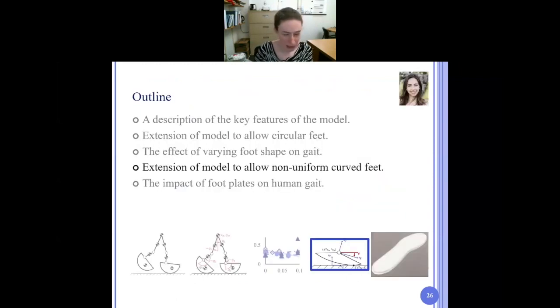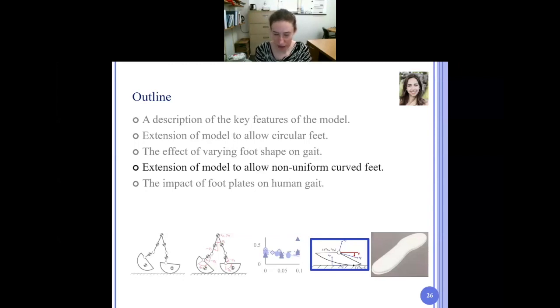Okay, so now that we've talked a little bit about circular feet, I'm going to discuss a further extension of the model to allow non-uniform curved feet. So if you have these circular feet with the ankle joints well above the biological ankle, it's possible to produce very human-like walking movements, particularly if you only look at the hip and the knees. You cannot generate human-like ankle movements, though. And this is probably partly due to the fact that the ankle joint on the model is way above the ankle joint for the human.